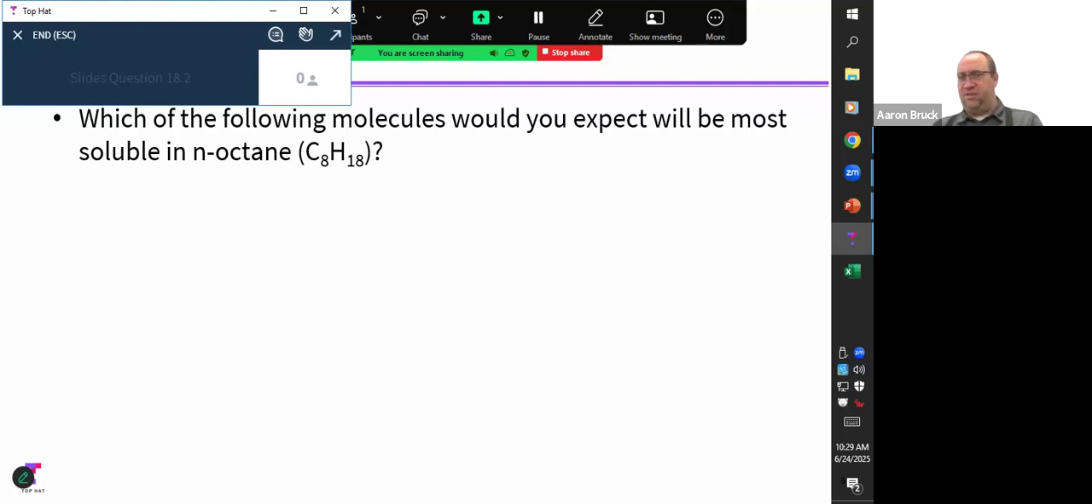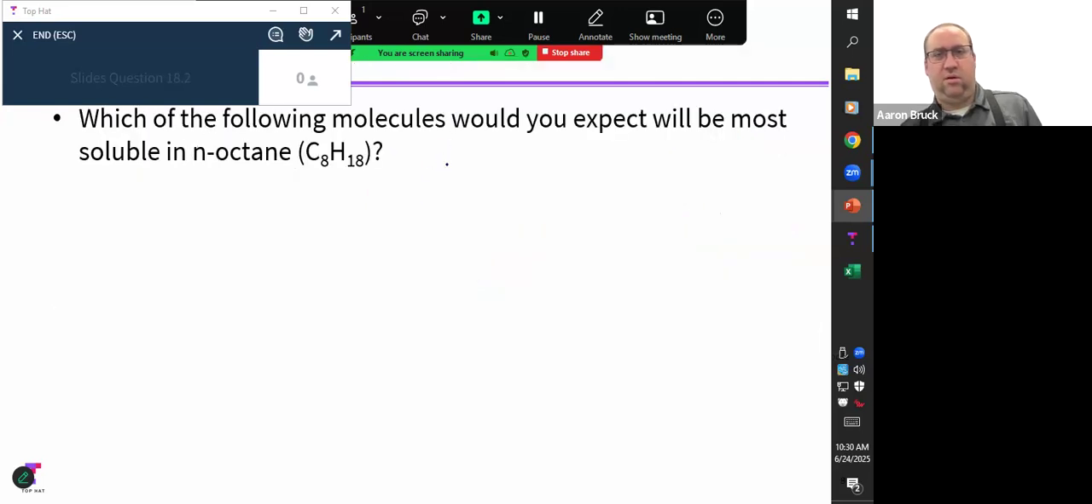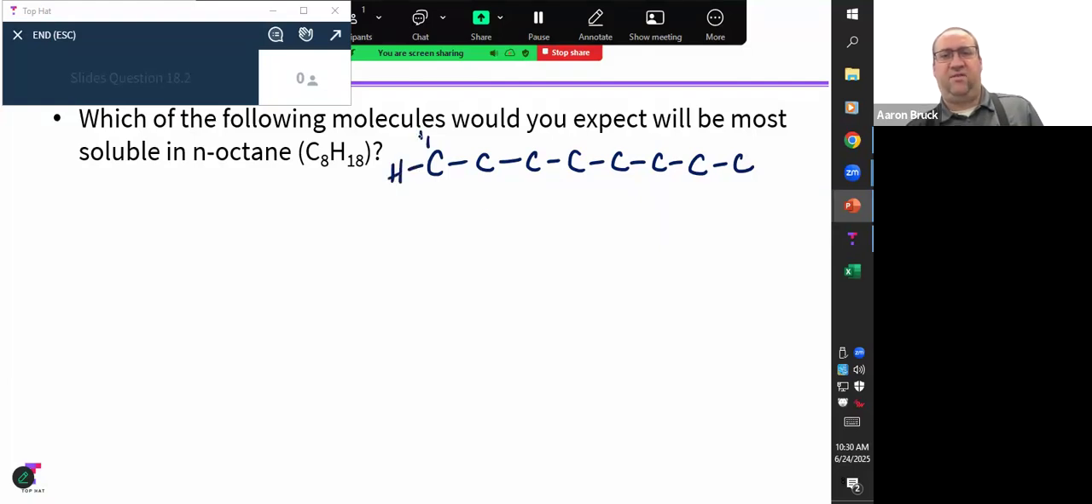What kinds of molecules would we expect to be soluble in octane? Would we expect polar molecules or non-polar molecules to be soluble in octane? So it's not in Top Hat. I'm just asking you now. What kind of molecule is octane? So I've got a massive hydrocarbon chain here.